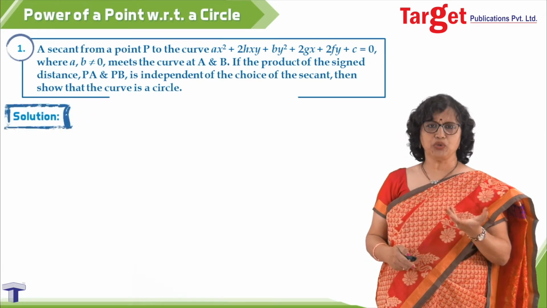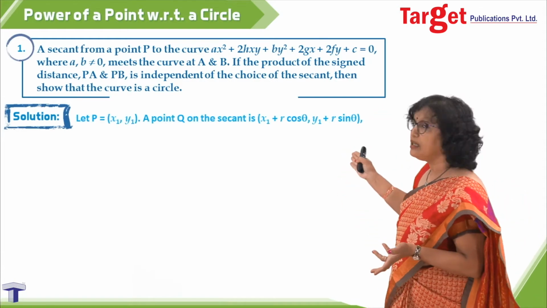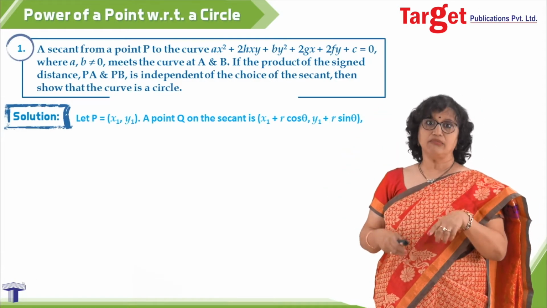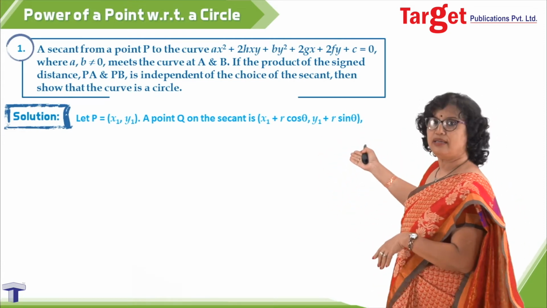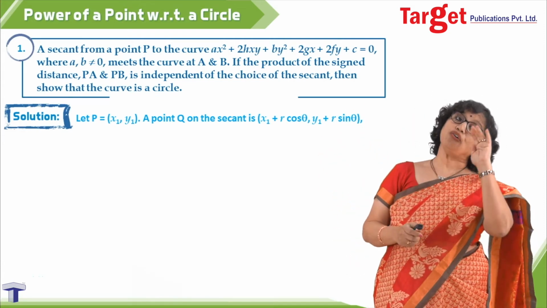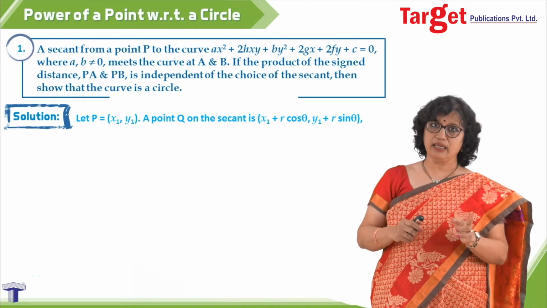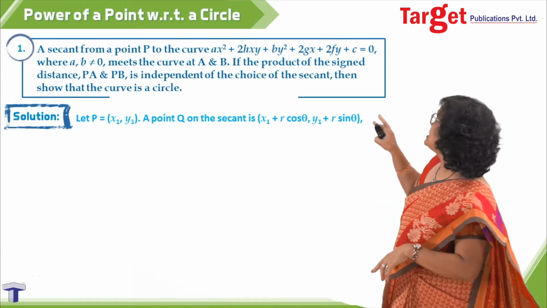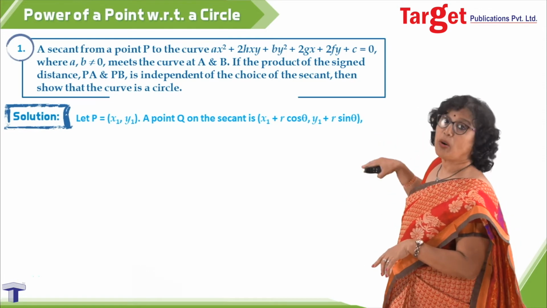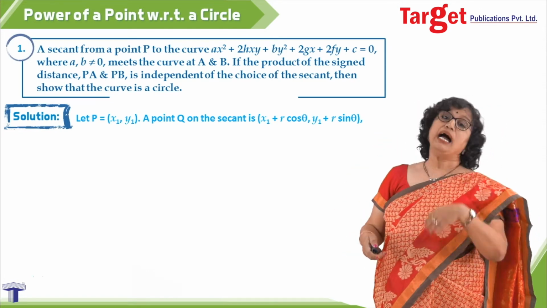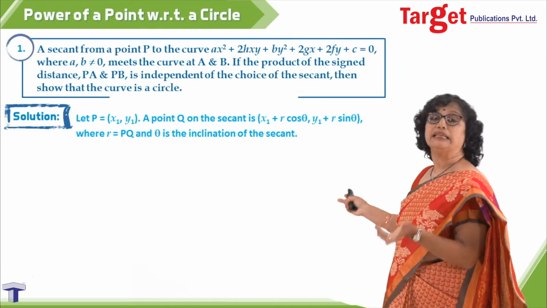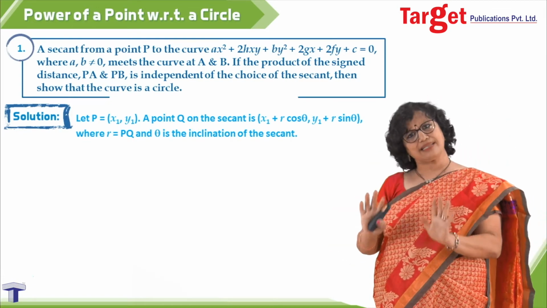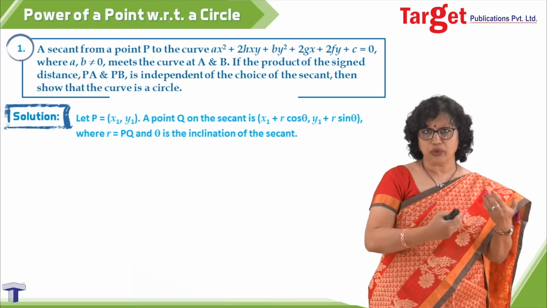Now, how should we proceed? Obviously, you are given the equation of the curve and point P, we will have to write as x1, y1, correct? And then if Q is a point on the secant, like previously, we will be describing Q as x1 plus r cos theta, comma, y1 plus r sin theta. And here, what is our theta? Theta is inclination, correct? And what is r? R is PQ, exactly like what we have done before, okay?